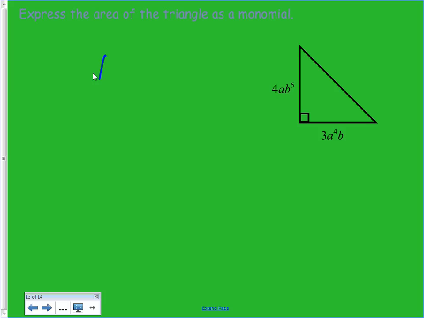So I'm going to have you guys do this one on your own. Here's what I'll tell you. The area of the triangle is 1/2 base times height. This is your base right here. This is your height right here. So all you're really doing is multiplying those two together and then multiplying it by a half. So go ahead and try that.